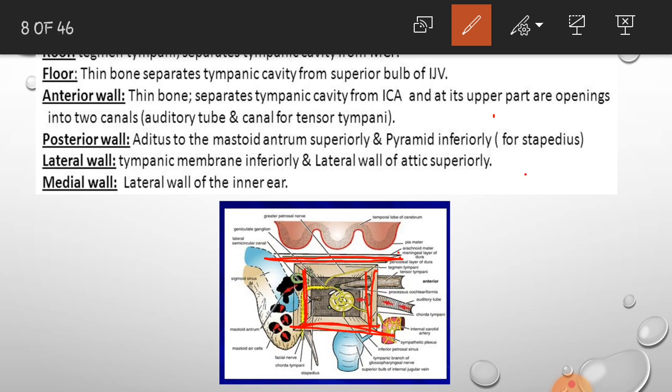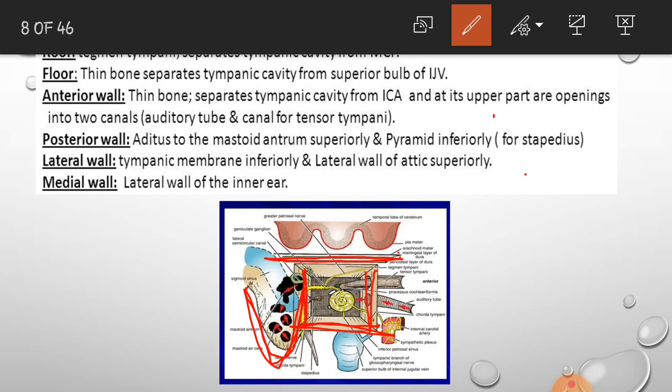Now have a look at the posterior wall, which is this. The posterior wall has aditus to the mastoid antrum superiorly and the pyramid inferiorly. Aditus means entry. Posteriorly we have the mastoid process and it has air cells in it, so the aditus is the entry into these air cells. So we call it aditus to the mastoid antrum. And the pyramid is a bony projection on the posterior wall.